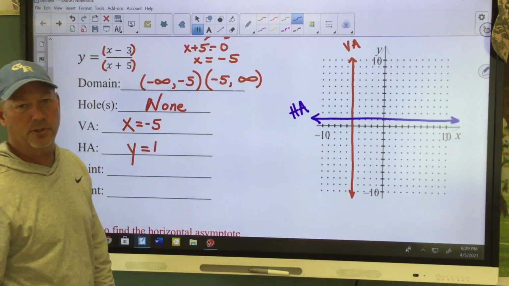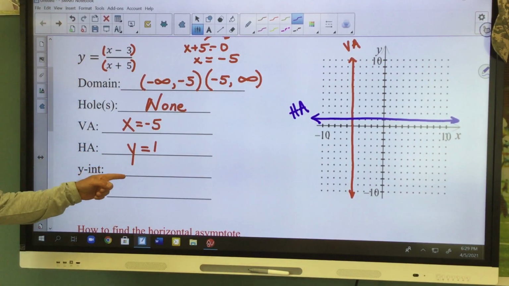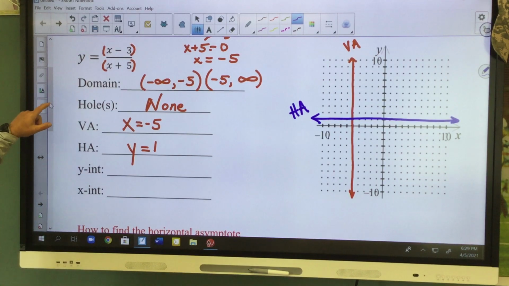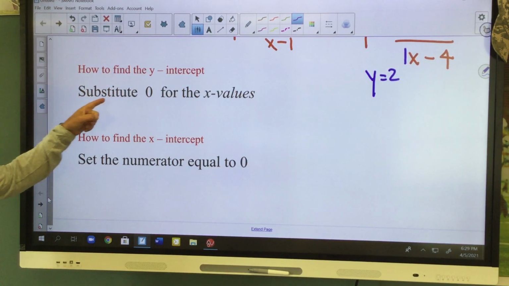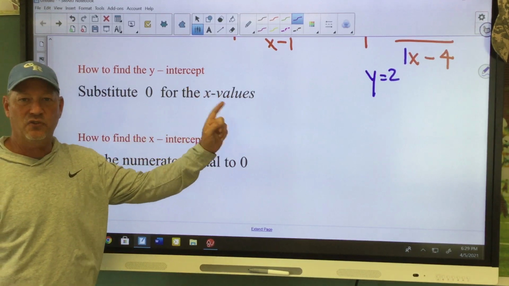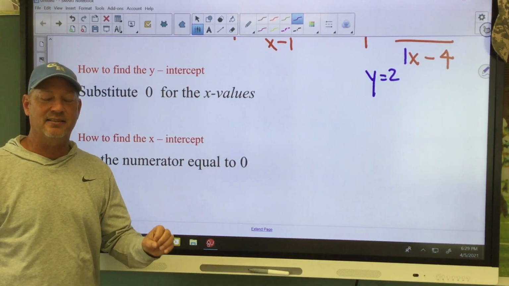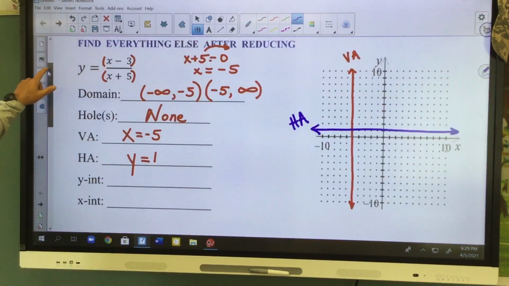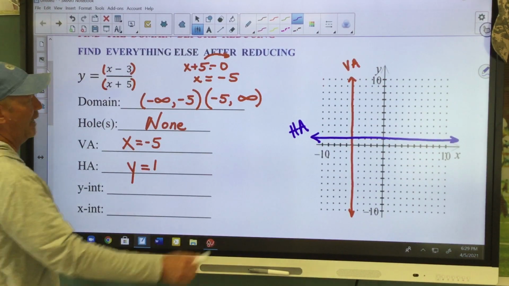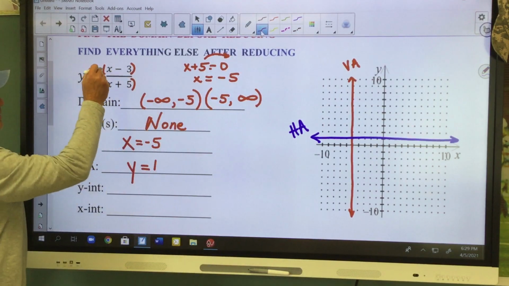There's our horizontal asymptote. To find our y-intercept, well, we should know this, but to find our y-intercept, we're going to substitute 0 for the x value. So wherever we see an x, we're going to substitute 0. So back in our problem, we're going to substitute a 0.